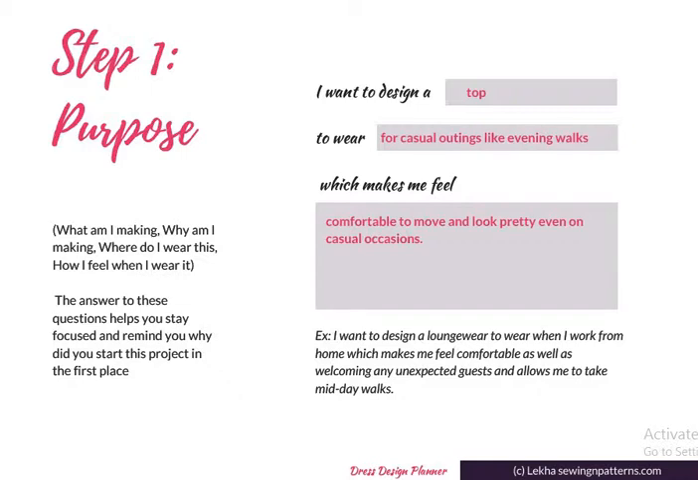So there you go. For this project, in my example, I want to design a top to wear for casual outings like evening walks or grocery shopping or maybe on a play date with my kid, which makes me feel comfortable to move and look pretty even on casual occasions. And this is why I'm doing this project. Once you've got clarity on your purpose, let's move on to step 2: the inspiration.